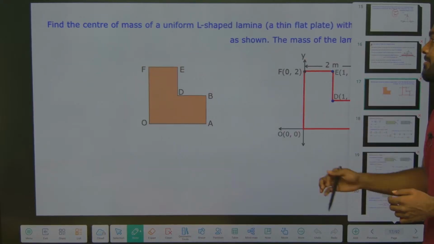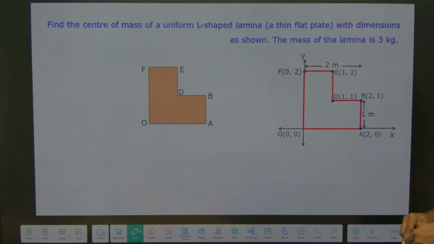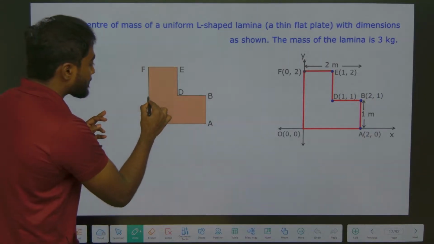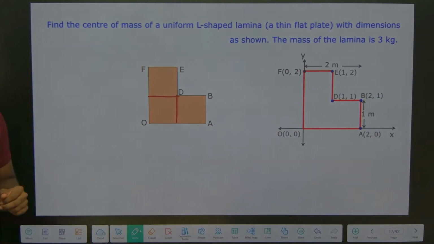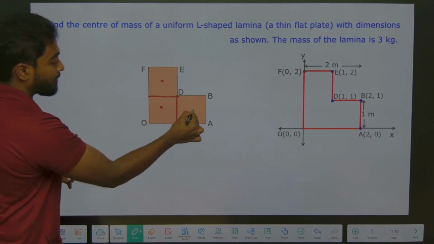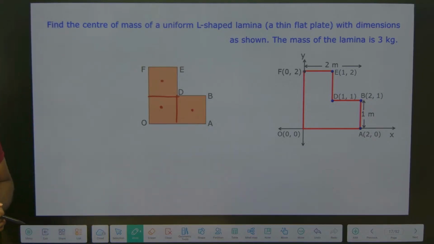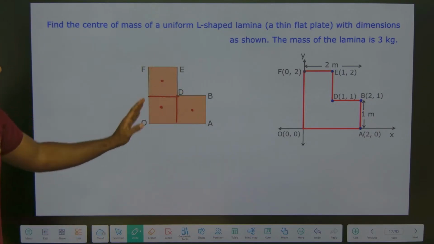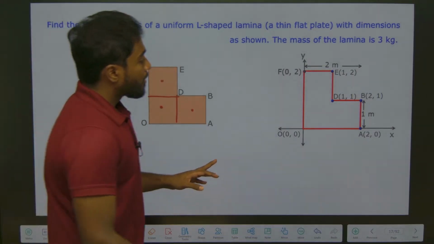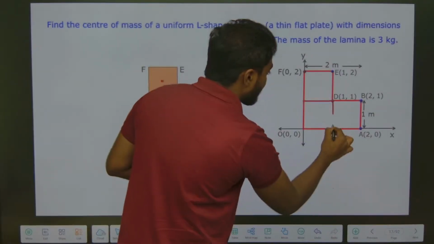Find the center of mass of a uniform L-shaped lamina with dimensions as shown in the given figure. The mass of the lamina is 3 kg. Can I divide this lamina into 3 parts? We will get 3 centers of mass, one for each part. If I divide it into 3 equal parts, each is 1 kg.